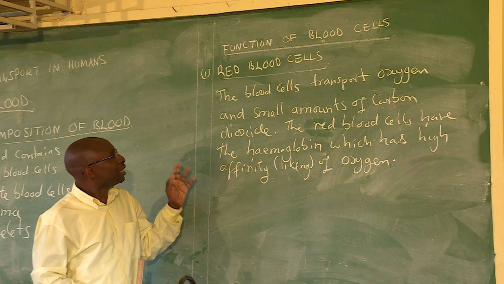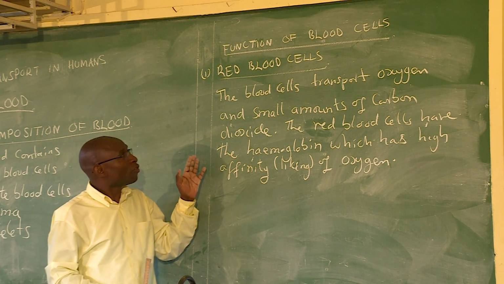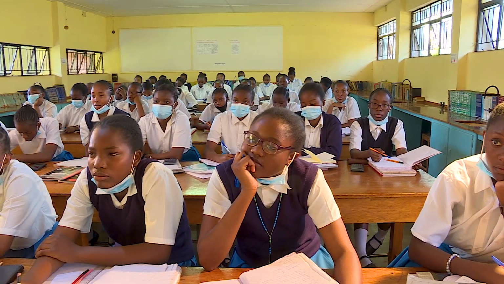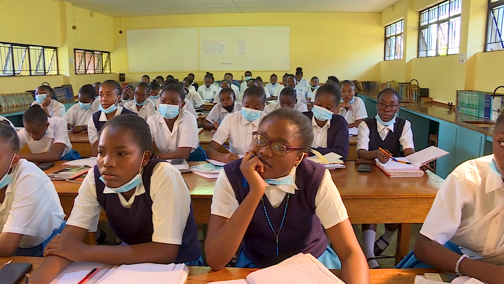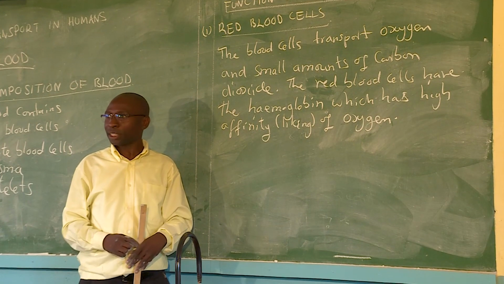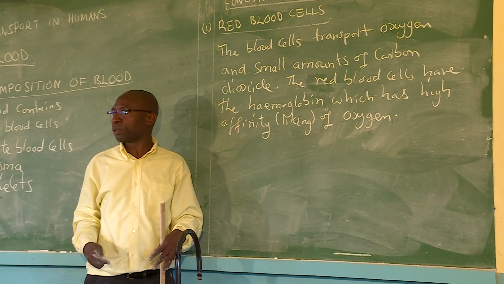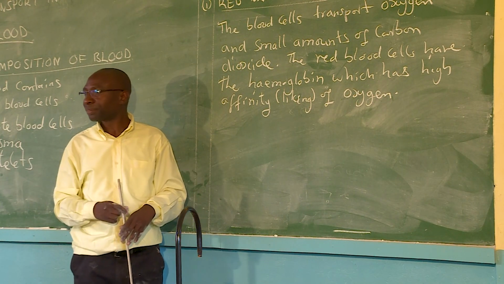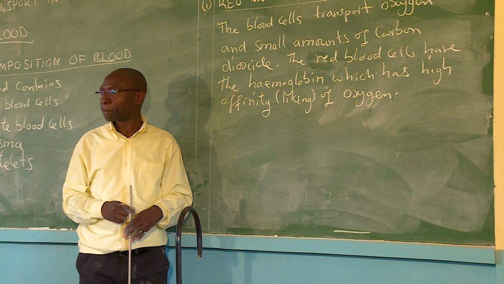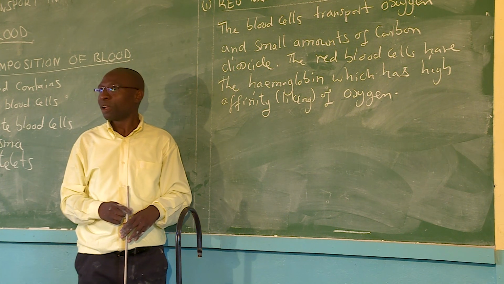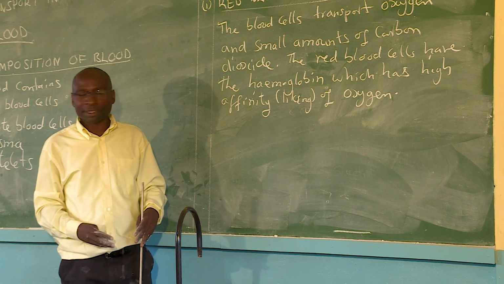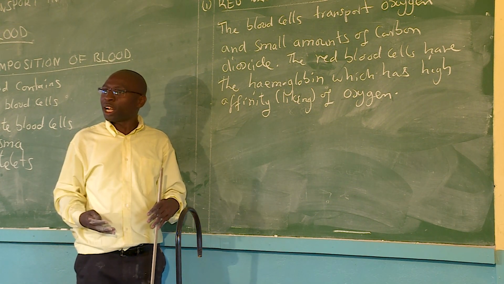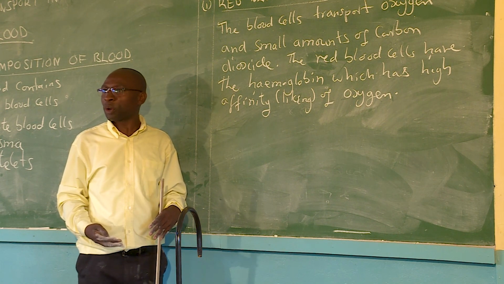Which other factor, looking at the structure of red blood cells, enables it to transport oxygen effectively? Yes, Gertrude? It doesn't have a nucleus, so more surface area for transporting oxygen. Correct. Because it does not have a nucleus, that space is the one which is going to be used to transport oxygen.